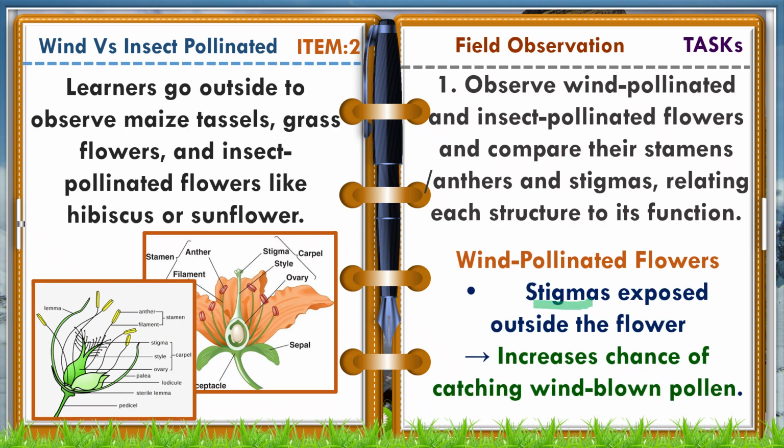The stigmas are exposed outside the flower. So you see this stigma, they will always be exposed outside the flower. Why are they exposed outside of the flower? To increase the chance of catching wind-blown pollen. They will always be outside of the flower so that they are exposed, and when there is movement of any airborne pollen, it can be trapped by the stigma.